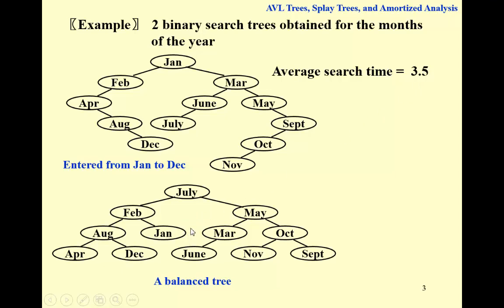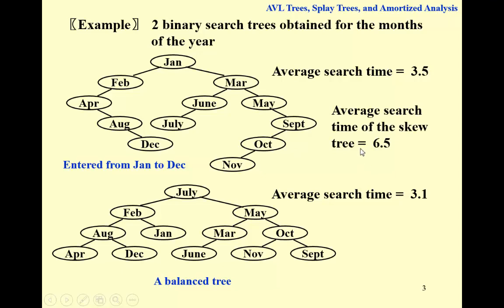And how about this balanced tree? Why don't you just click on the screen to pause the video and take a few seconds to do the calculation. Okay, so the average search time of this tree would be 3.1, a little bit better than this one. And how about a skewed tree? What if we sort all the months in alphabetical order, say increasing order or decreasing order? The average search time for the skewed tree would be what? Would be 6.5. Quite bad, right?